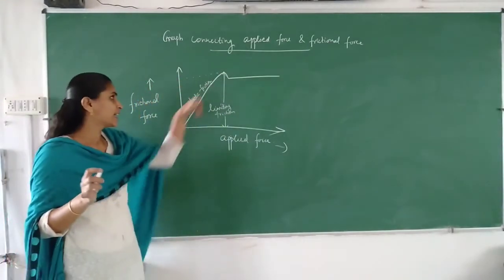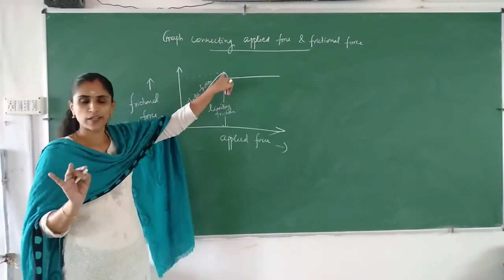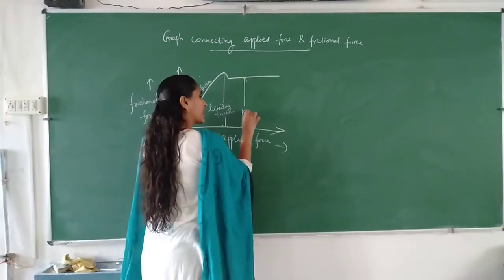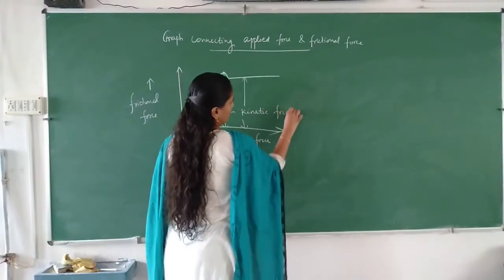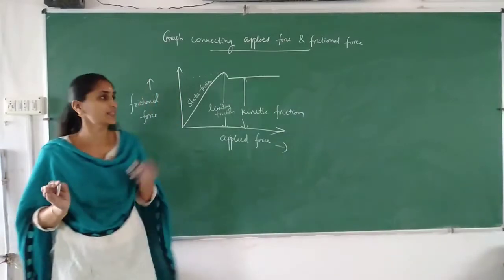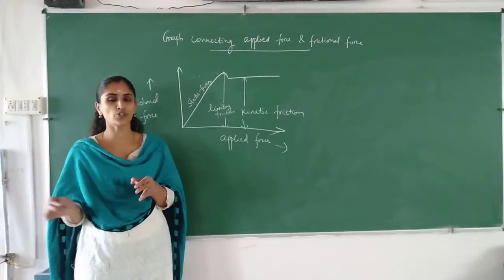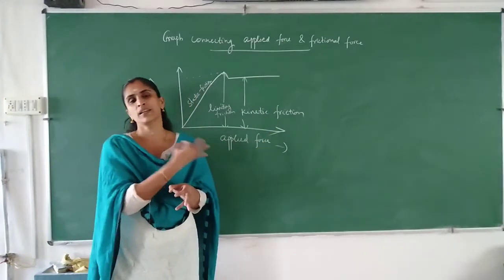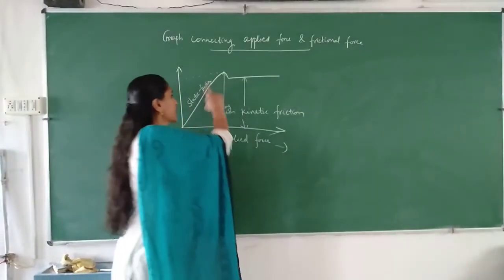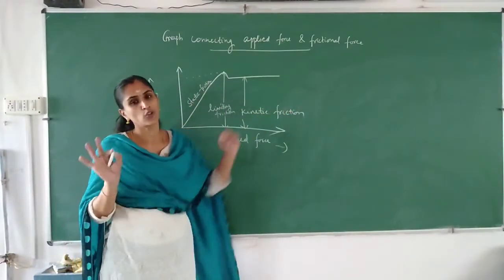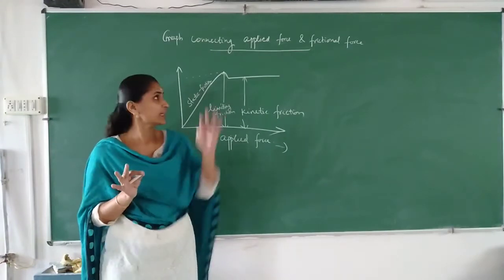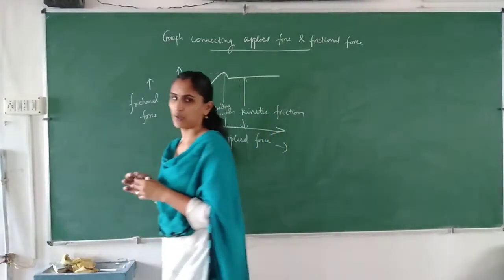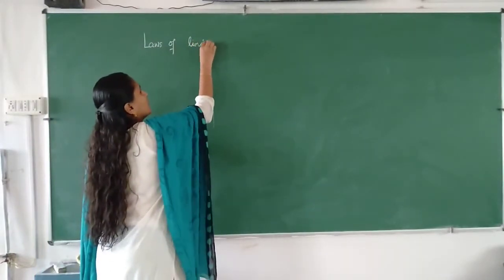Up to this point, it will be static friction, the object will be at rest. Maximum value. Then what happens? It decreases and the object starts its motion. That time it will be the kinetic friction. So we can say kinetic friction will be less than the limiting friction. Once the object starts its motion, the limiting friction is changed into kinetic friction. So kinetic friction will be less than the limiting friction, and it is a constant value. It's not like static friction, but kinetic friction is a constant value for a given surface. Okay, is it clear? This is the graph between applied force and frictional force, and now we will discuss the laws of limiting friction.